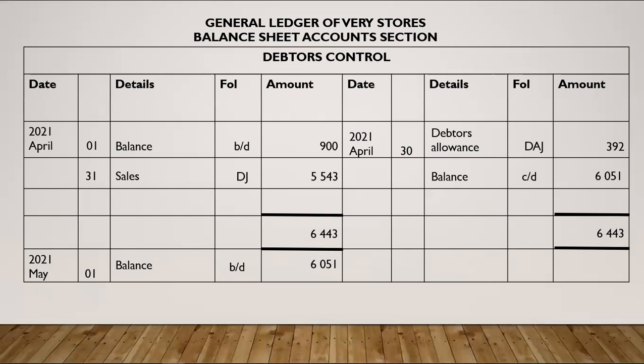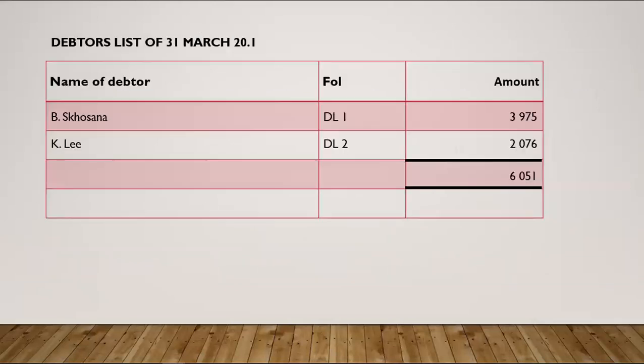Please note that that 6,051 must be the same as the total of your debtors list. Are they the same? Yes, they are. All right. Let's go to inventory or trading stock.